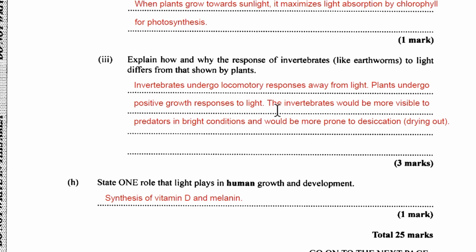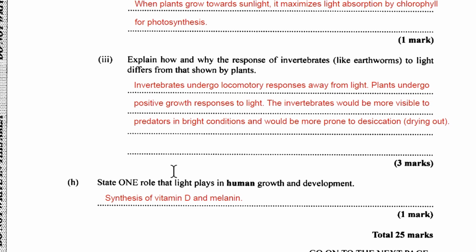The invertebrates will be more visible to predators in bright conditions. This is why they move away from the light. They can be more easily spotted and would be more prone to desiccation, or drying out. Also, where there's bright light, there's likely to be higher temperatures. So they move towards moist, dark areas.